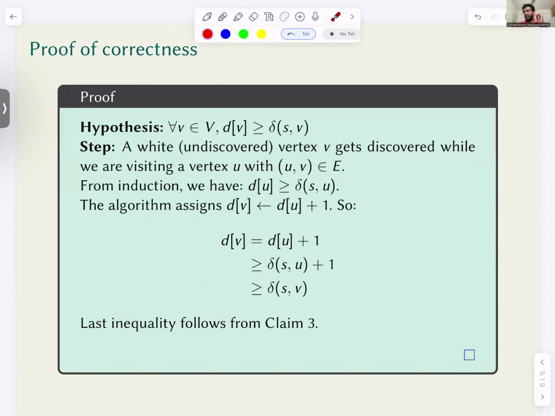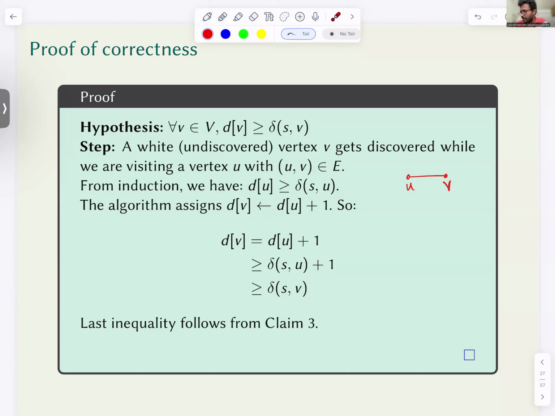Now, when does it get updated? We update it as part of the algorithm when some vertex is dequeued and some vertex is discovered. So let's say U is dequeued at some point of the algorithm, and V gets discovered as a neighbor of U. By assumption, dU is greater than or equal to delta SU. And when U is dequeued, the algorithm assigns dV to be 1 plus dU.